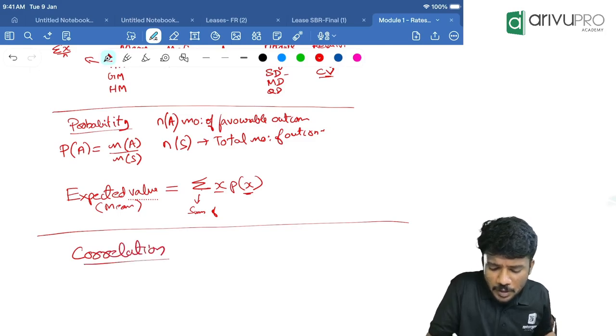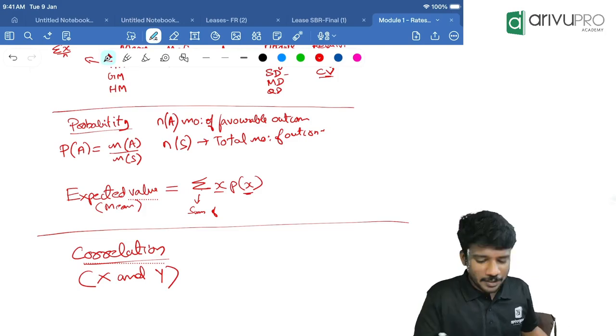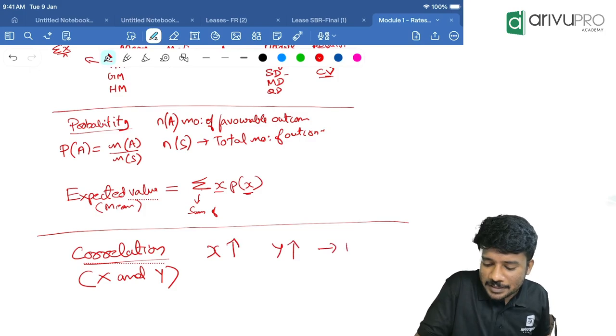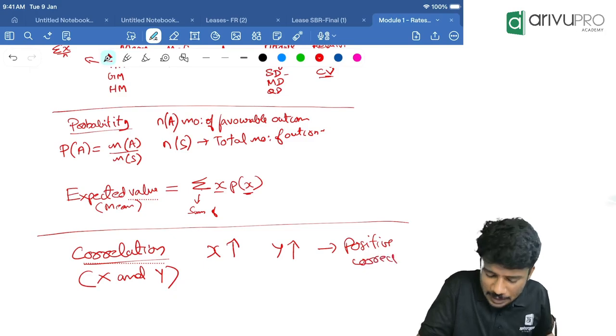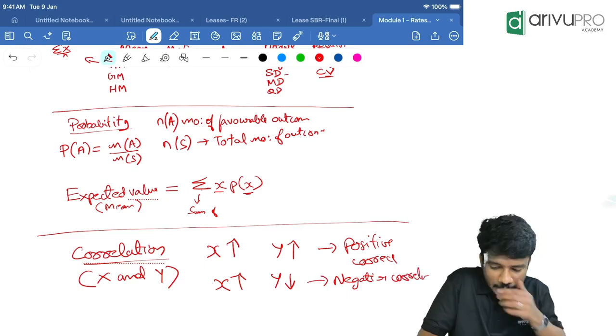Correlation means how a variable x and another variable y are related. When x increases, y also increases. It is called what? Positive correlation. Then if x increases and y decreases, it is called what? Negative correlation. Okay. Remember that.